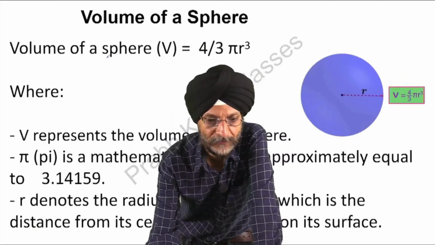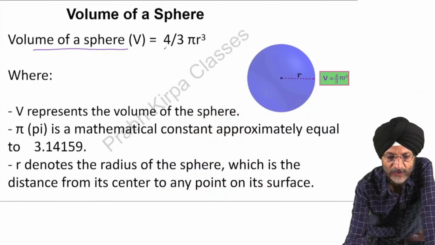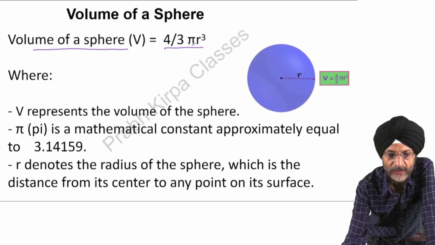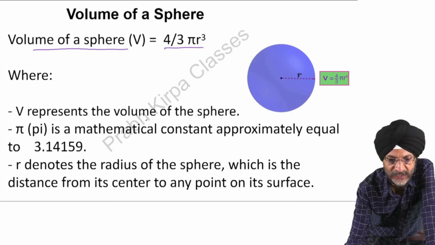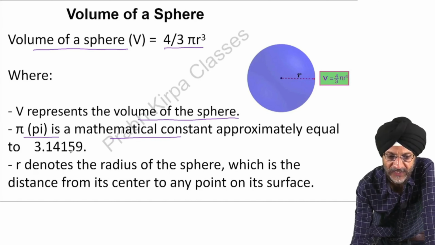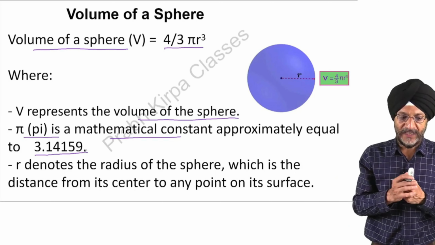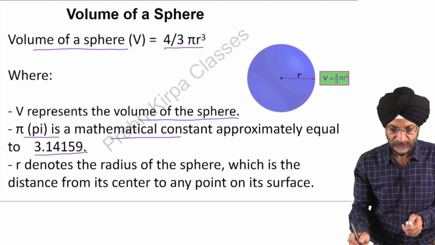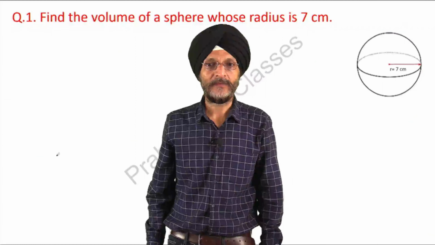The volume of a sphere. The formula for calculation of volume of a sphere is V = 4/3 pi r cube, where V represents the volume of the sphere, pi is a mathematical constant which is approximately equal to 3.14159, and r stands for the radius of the sphere. We have given this formula here also.